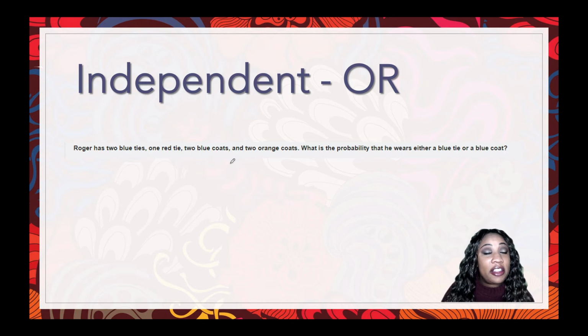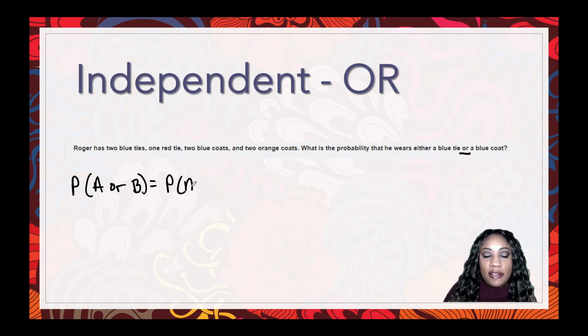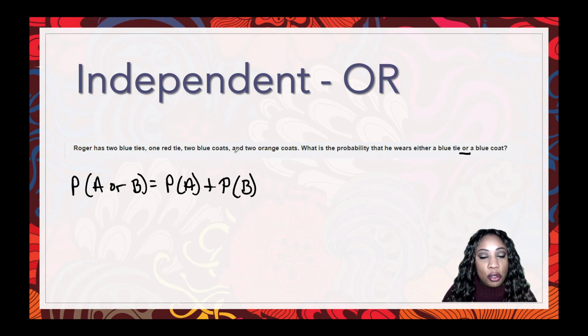All right, let's look at another example. Again, I'm going to go straight to the question. What is the probability that he wears either a blue tie or a blue coat? So here you have the probability of A or B. It's going to be the probability of A plus the probability of B. And you can do both at the same time, so they're going to be independent. So you have to subtract that overlap.